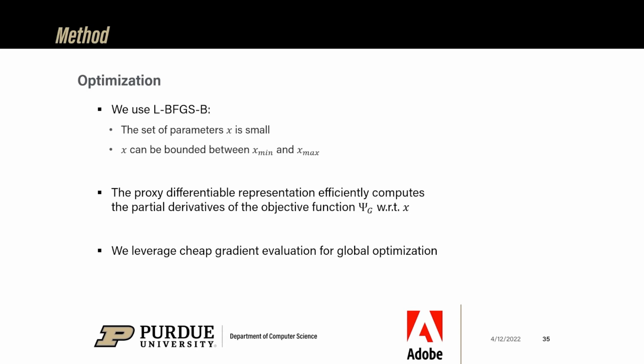To accelerate computation of derivatives, we build a proxy differentiable representation of the scene tree while evaluating the model. Finally, since evaluating the gradient of our objective function takes less than a millisecond, we take advantage of that to run some flavor of global optimization.